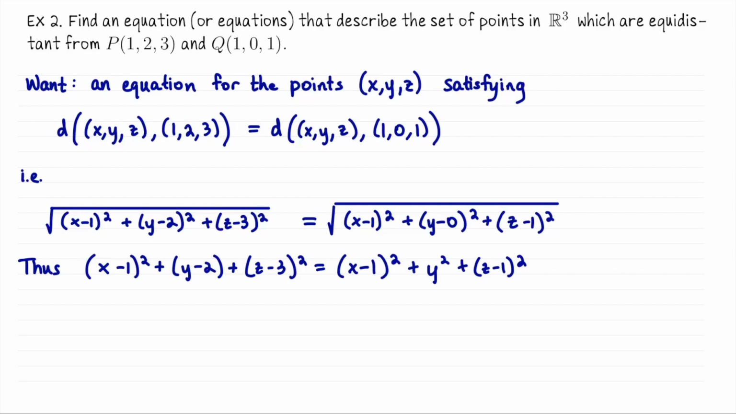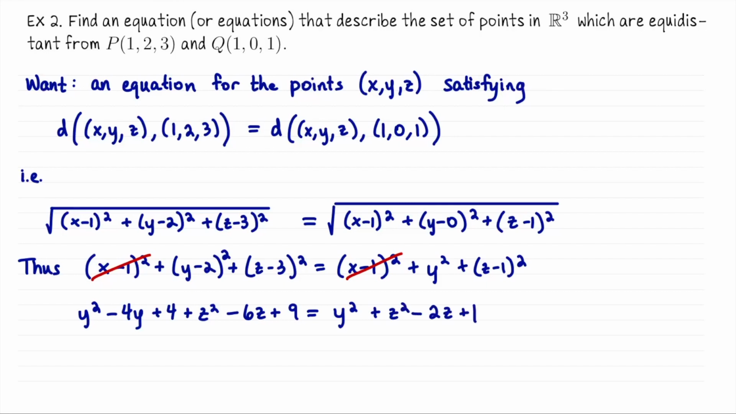Conveniently here, the x minus 1 squareds cancel out, so let's just cancel those on both sides. Then I'm going to go ahead and expand all of our squared terms. So on the left, oops, I've left off a square here, let me drop that in. On the left, we're going to have y squared minus 4y plus 4 plus z squared minus 6z plus 9 equals y squared plus z squared minus 2z plus 1. Now all the squared terms cancel, so we have a y squared on the left and right, and also a z squared on the left and right. We can cancel those out.